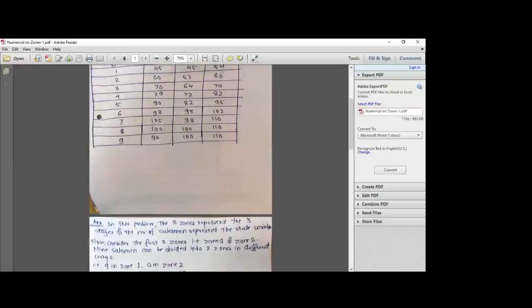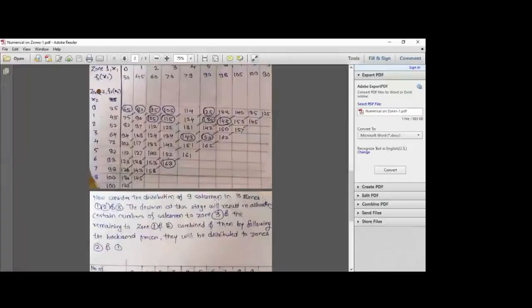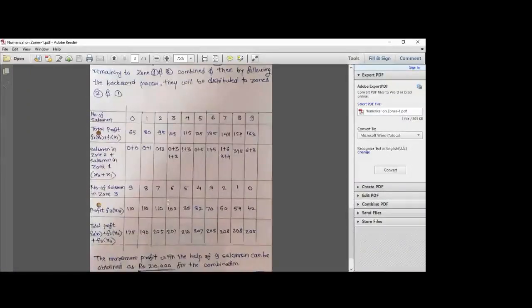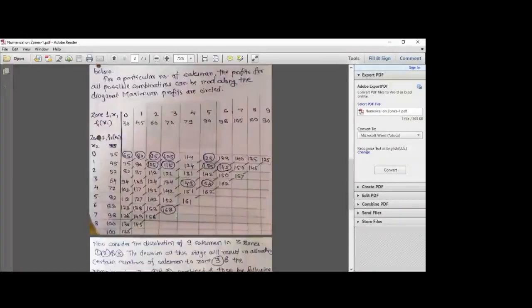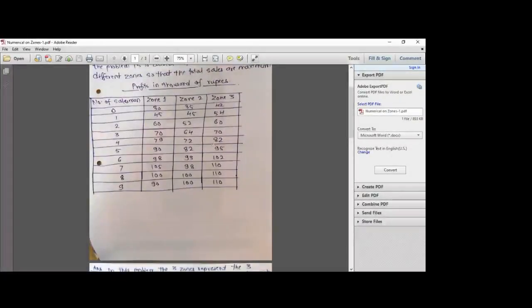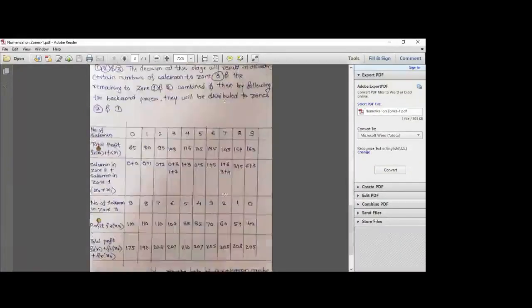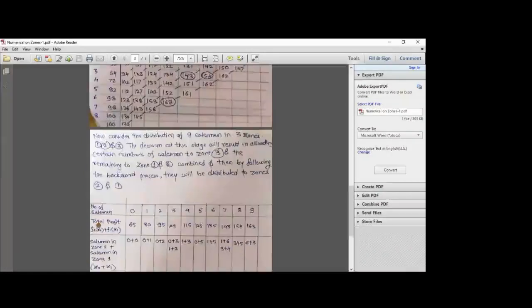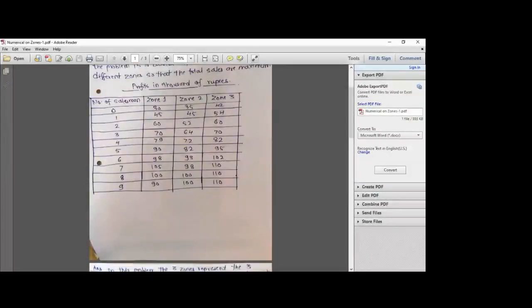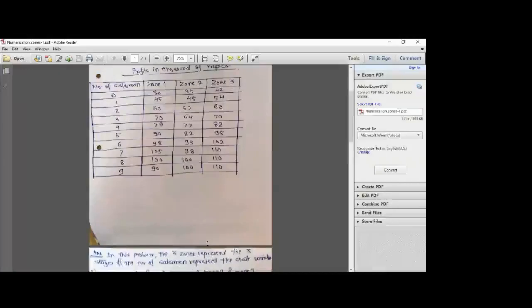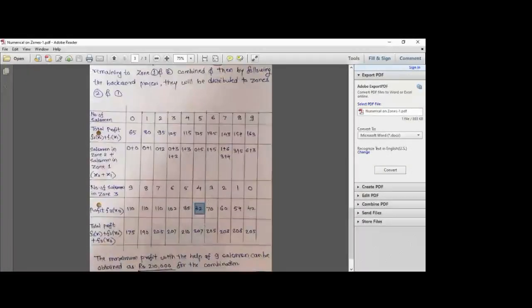For 6 salesmen, if I'm putting in zone 3, the profit is 102. So here you can see it is 102. If I'm putting 5 salesmen, the profit is 95, and for 4 salesmen, it is 82. So you must have 95 and 82 here, and then you will be having the values 70, 60, 54, and 42.